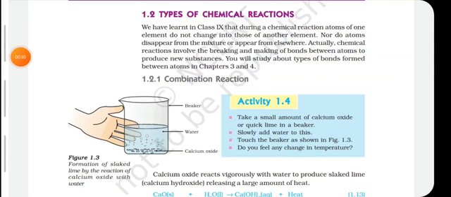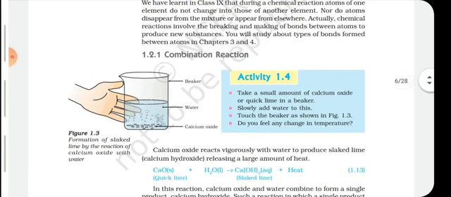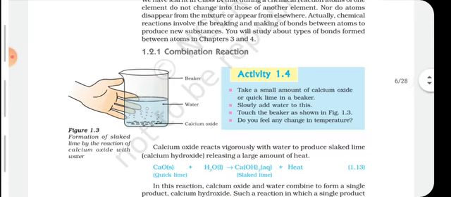Hello everyone. So now as we have completed the four main types of chemical reactions, and they are the combination reaction, the decomposition reaction, displacement reaction and double displacement reaction. I hope you are clear with this.